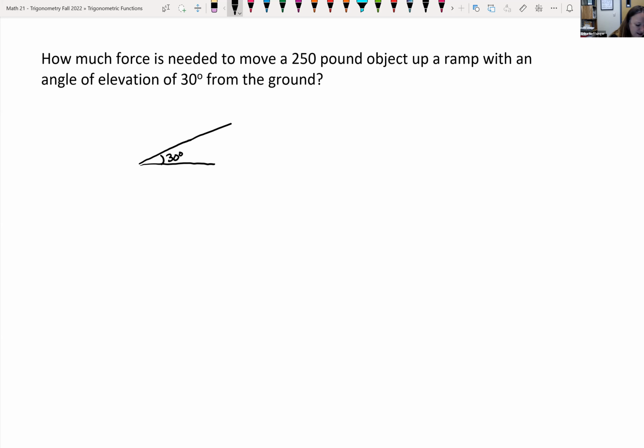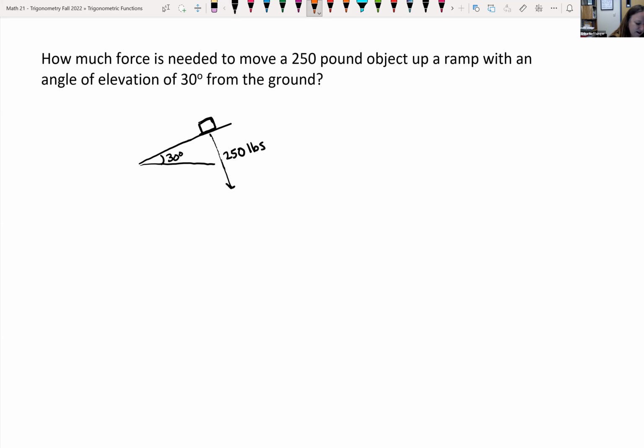We have an object, so let's say it's in a box here. And the weight is pulling down. That weight coming downwards is 250 pounds. So the magnitude of that line is 250 pounds.